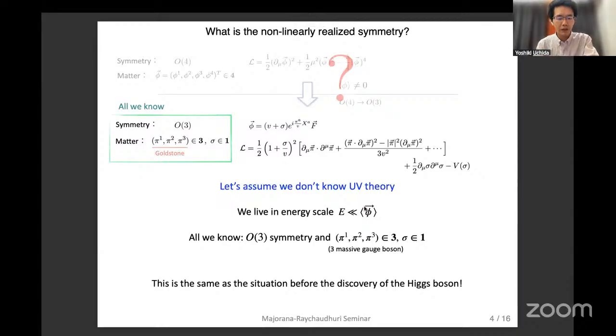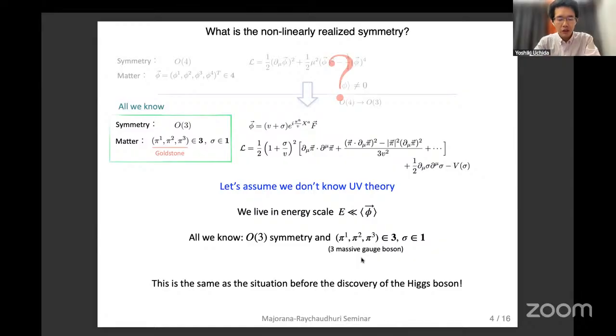Okay, now let's assume that we don't know the UV theory, because let's assume that we live at an energy scale much lower than the breaking scale. In this case, all we know is that our world is O(3) symmetric, and we can observe the three massless Goldstone bosons and the one scalar field. It sounds strange to have the Goldstone bosons at low energy. Let's gauge our theory, and in this case, we have three massive gauge bosons.